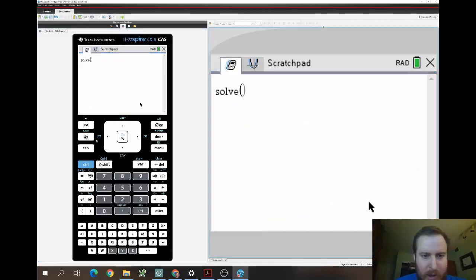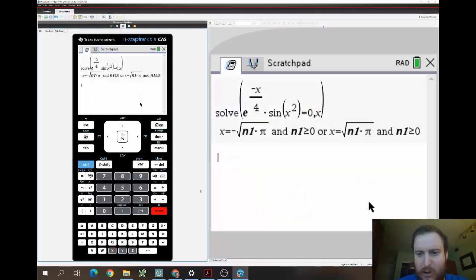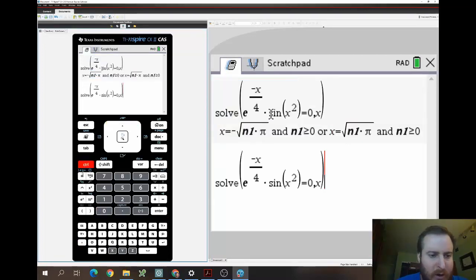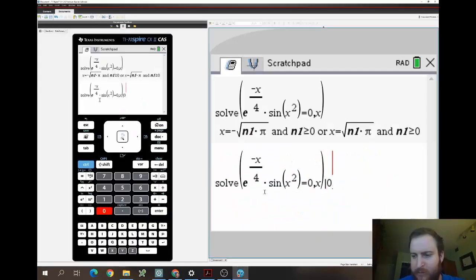But we could have taken that same thing here and written equal to 0, comma x. Now, the issue is I get this weird n1 square root of pi thing. And that happens anytime you have a sine. So anytime you have sine, cosine, tangent, any trig, you have to remember to add in your interval. So we're going to add an interval as always after the parentheses. We put in an at. In the interval, they didn't really give us an interval in the question, but they gave it to us in question B on the interval 0 to 3. So we can just say 0 less than x less than 3.